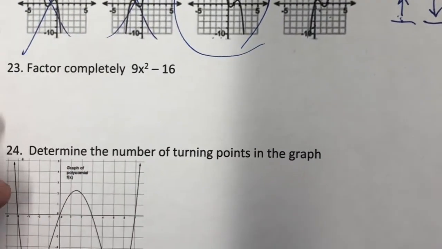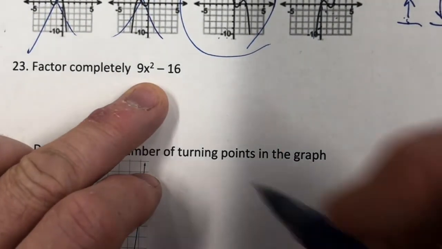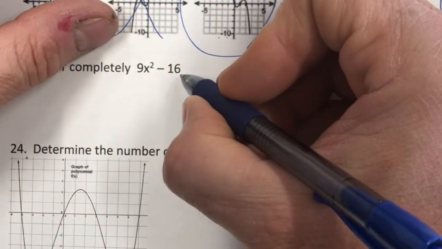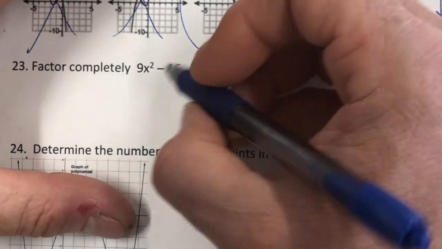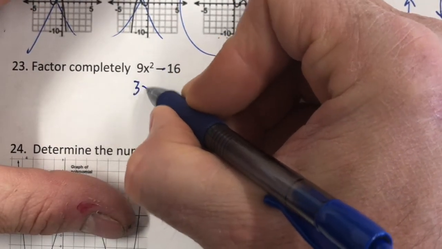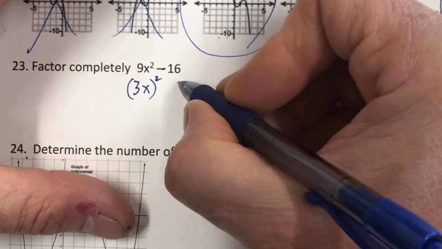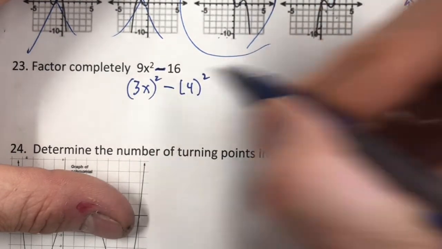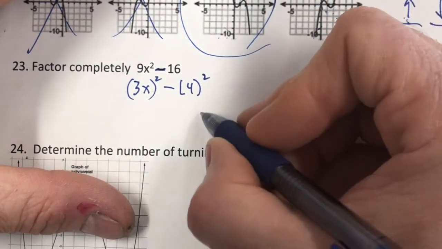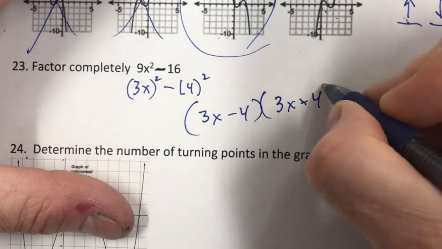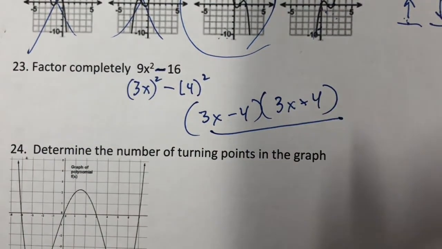Okay. Number 23, factor this completely. All right, these are perfect squares. The square root of 9 is 3. The square root of 16 is 4. All right, so this is a difference of squares. This is 3x squared. And this right here is 4 squared. This is a difference of squares. So that means it's going to be 3x minus 4, 3x plus 4. There's my factors.